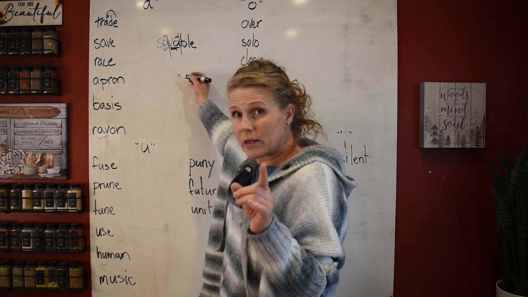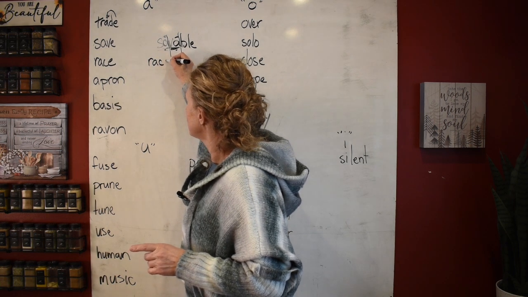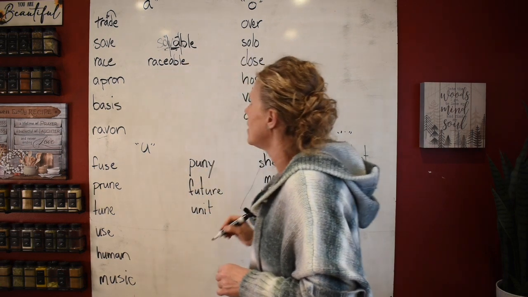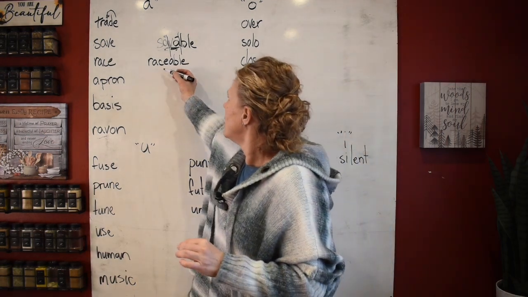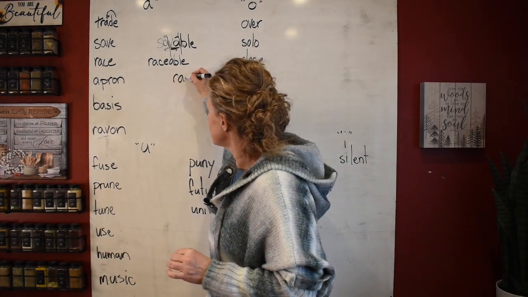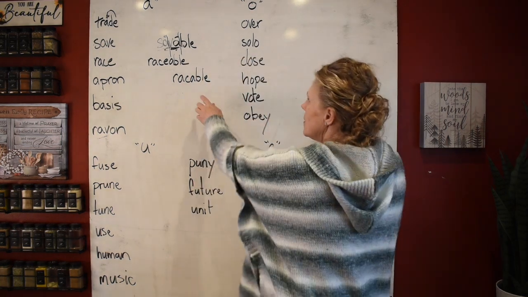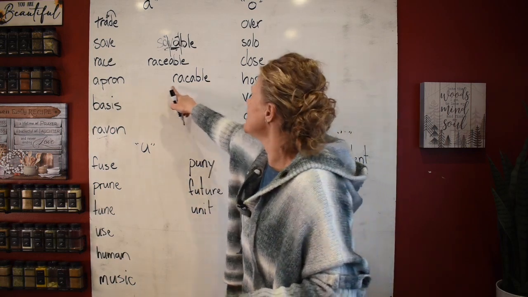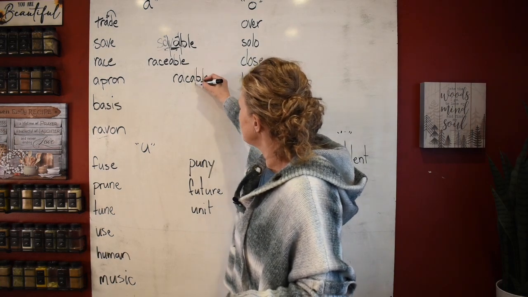Raceable. Now, let's do raceable. R-A-C-E-A-B-L-E. Now, this is where you're going to find something really tricky. We can't do this, because that would say rackable. It would say rakeable. This says rakeable because it's still open, and it would be here.